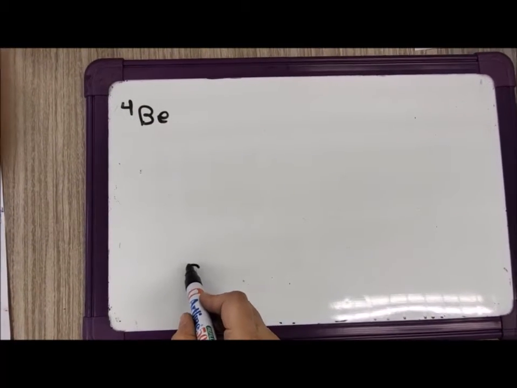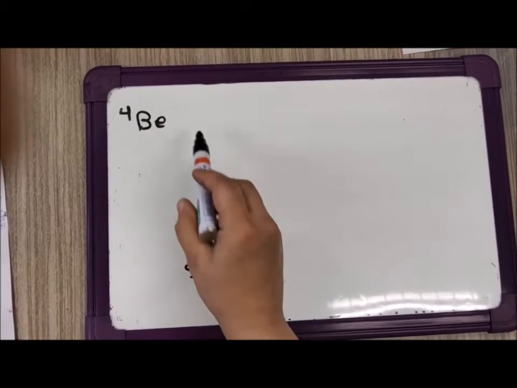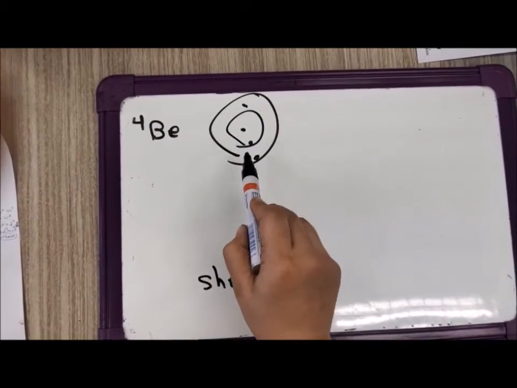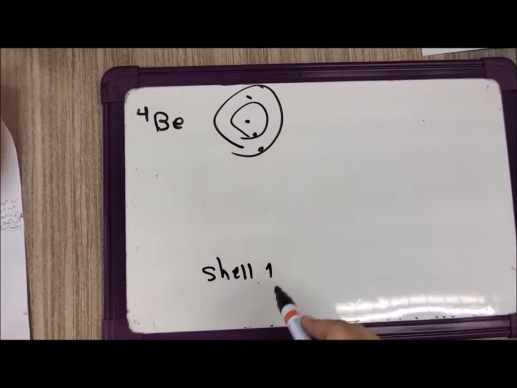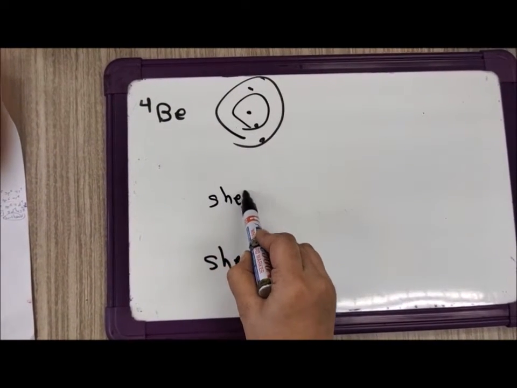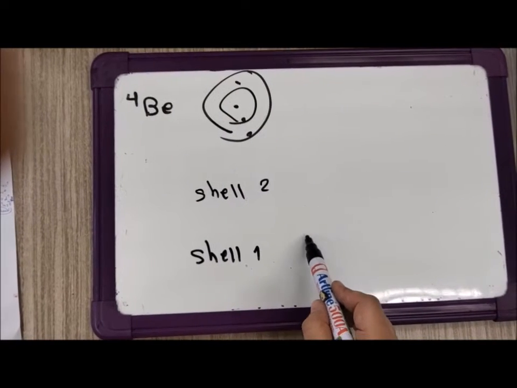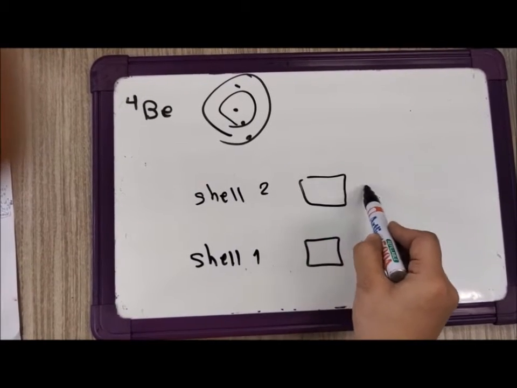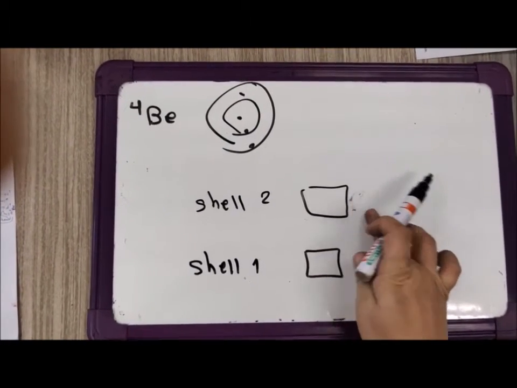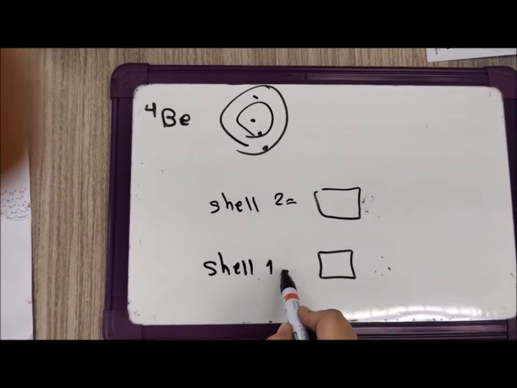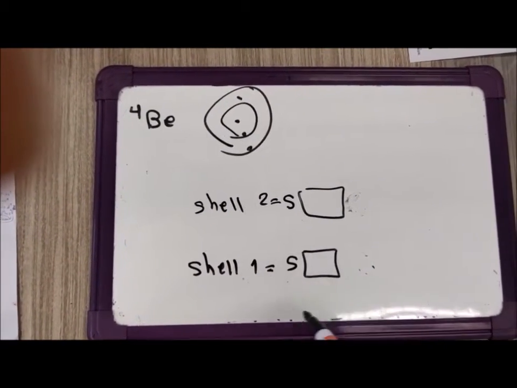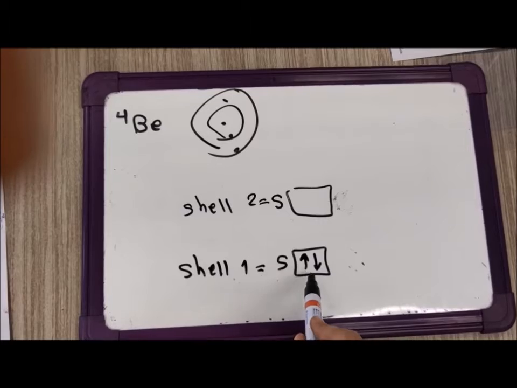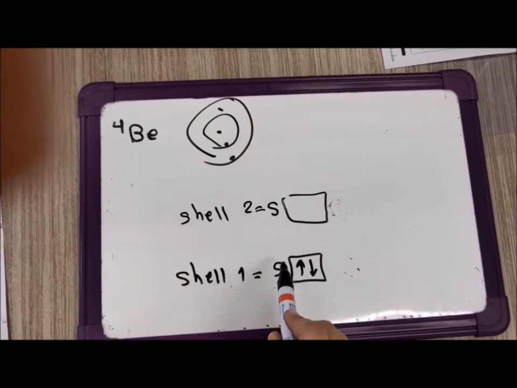Now for beryllium, it has 4 electrons. So this is the diagram, 1, 2, 3, 4. 4 electrons and 2 shells. This is shell 1, this is shell 2. On shell 1, we have only the 1s orbital, and on shell 2, we have the s orbital. I'll put it this side. At the s orbital, I put 2 in the opposite direction. So I still have 2 more electrons to go.